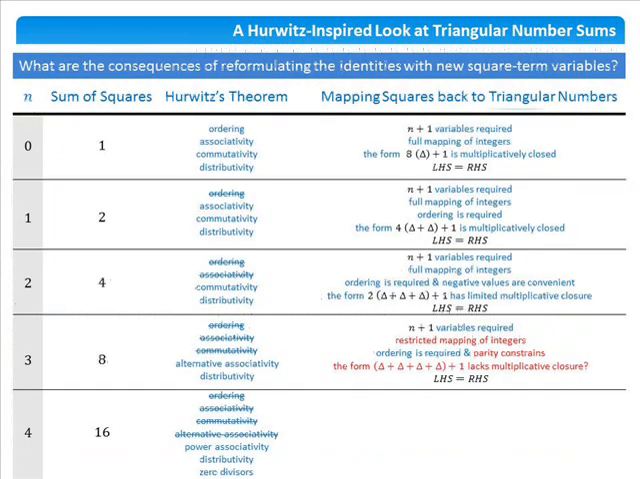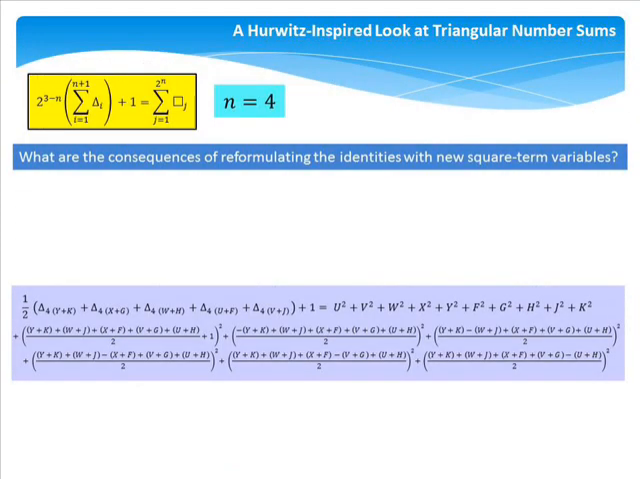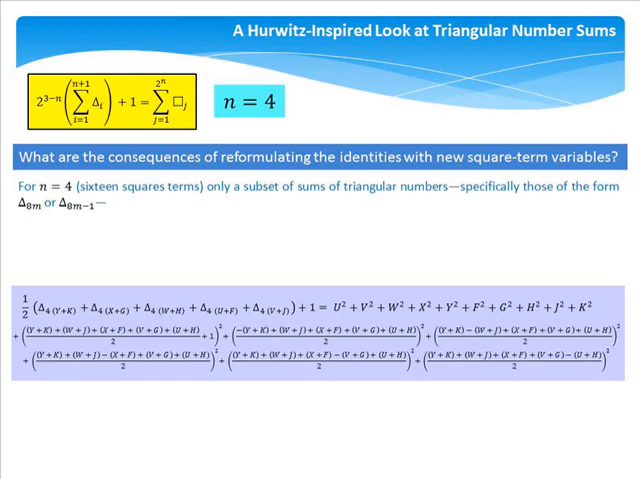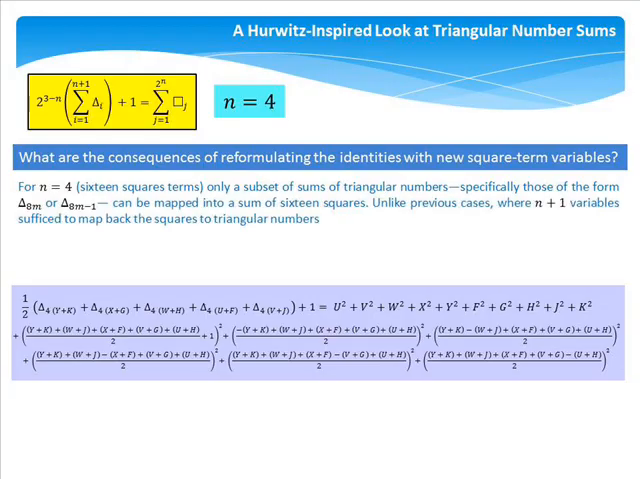To recap, for n equals 3, the mapping of integers becomes restricted, parity constraints arise, and the form is no longer multiplicatively closed. For n equals 4, 16 square terms, only a subset of sum of triangular numbers, specifically those of the form 8m or 8m minus 1, can be mapped into a sum of 16 squares. Unlike previous cases, where n plus 1 variables suffice to map back the squares to triangular numbers, this case requires 2 times n plus 1 variables.